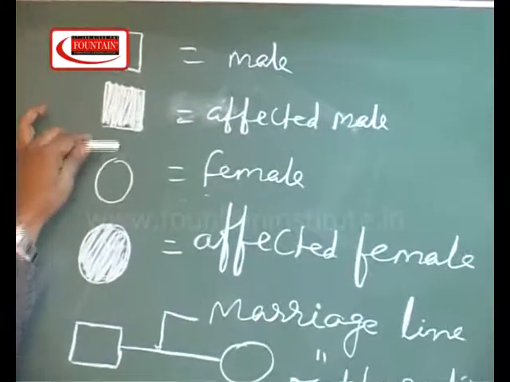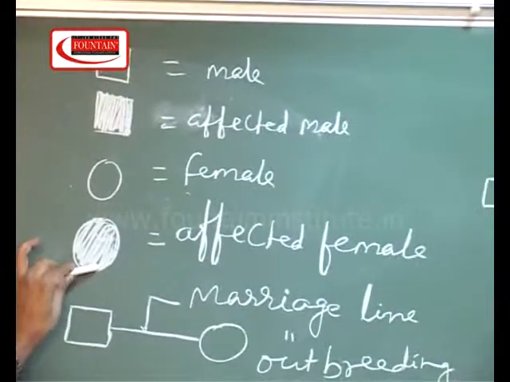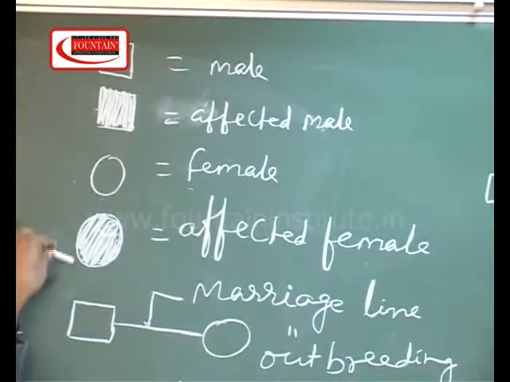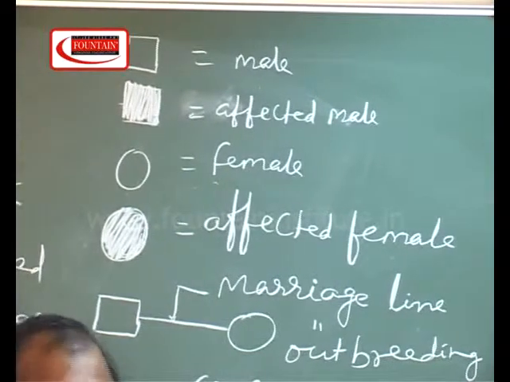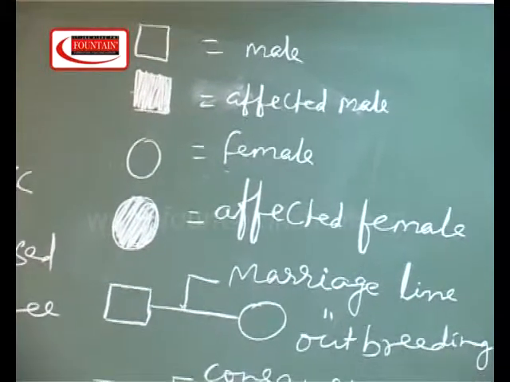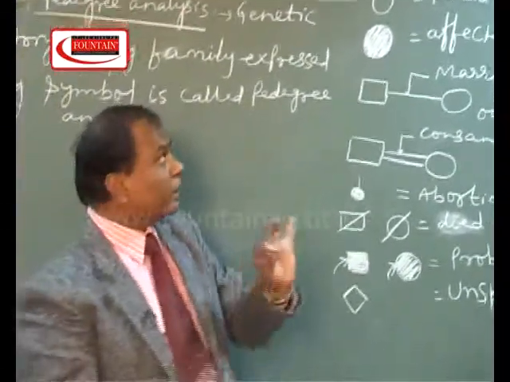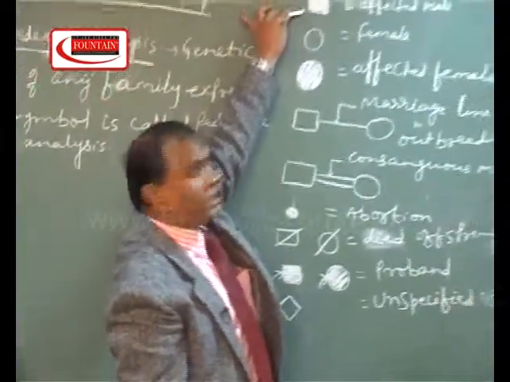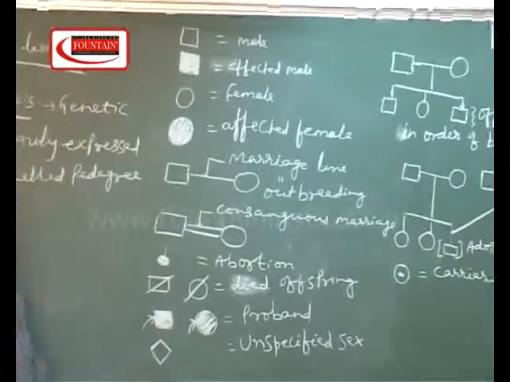If a square or circle is solid, it means that the male or female is affected by a sex linked disease or any type of sex linkage abnormality. For example, hemophilia. So this indicates that the male is hemophilic and this indicates that the female is hemophilic.